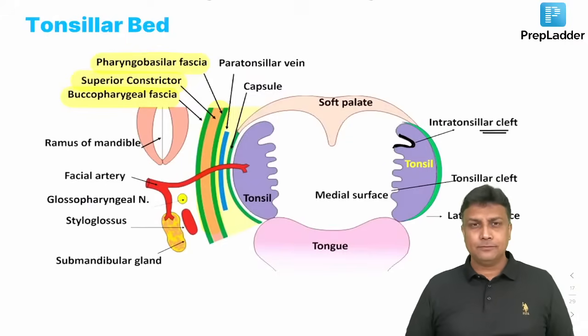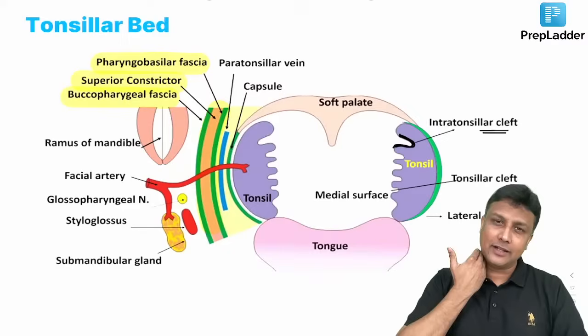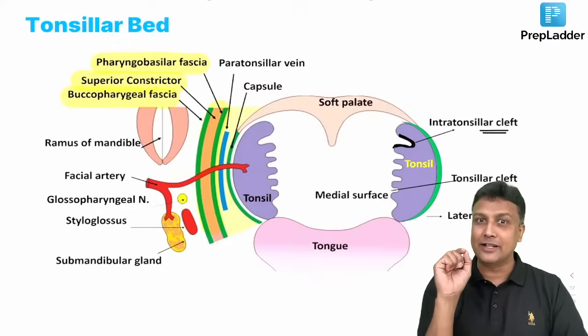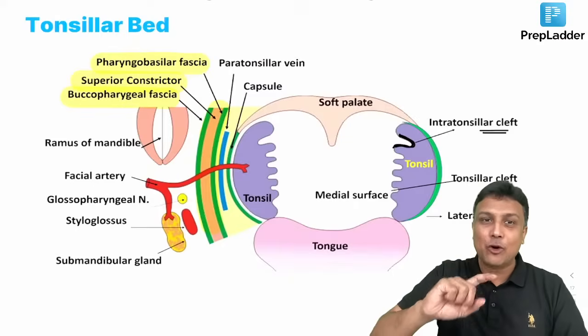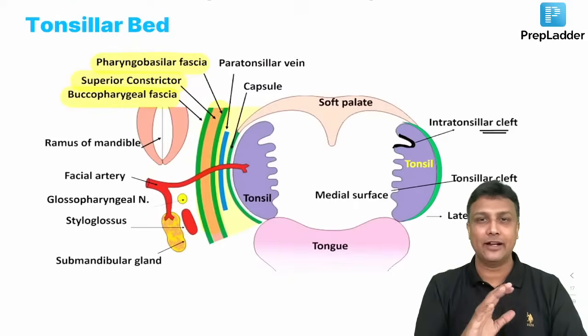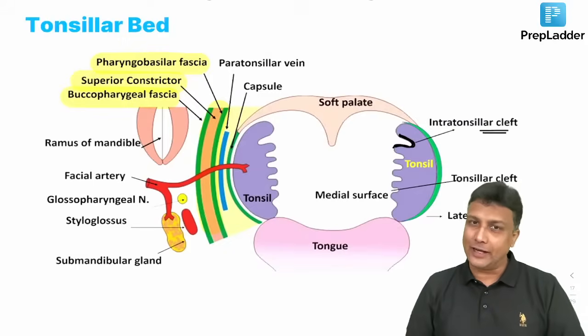Fine. On the inner side, that will be attaching from the base of the skull to the pharynx. Base of the skull to the pharynx. Concentrate on my words, and that is why the name is given as pharyngobasilar. Base of the skull with the pharynx. Pharyngobasilar. And then outside will be the buccopharyngeal fascia.